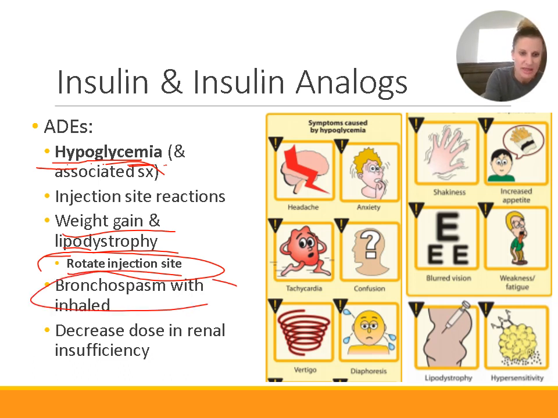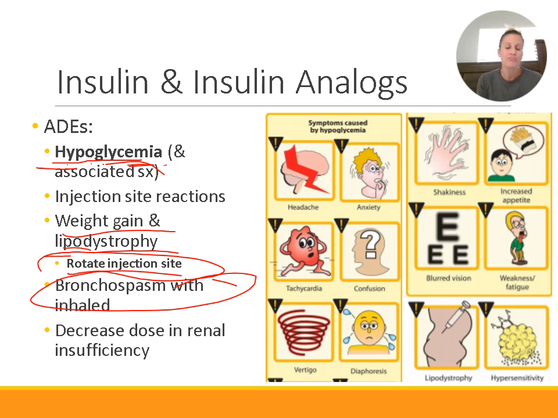Bronchospasms are possible with inhaled insulin. So again, we don't recommend inhaled insulin anyways, because it's not as accurate. We don't have as good control over it. Don't use it, period. Definitely don't use it in patients who have asthma or COPD. Also, it's not recommended in patients who smoke, because that does alter the absorption.